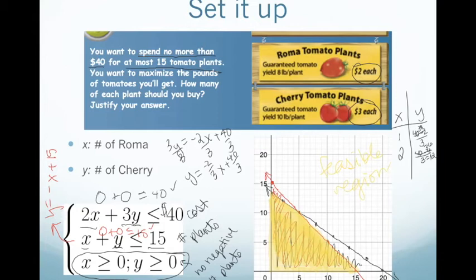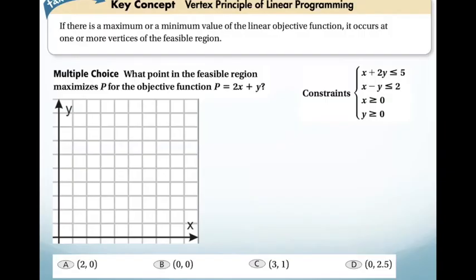Okay, so what do we do with that next? Well, once we have our feasible region, we can use a principle, the vertex principle of linear programming, which says that no matter what, our maximum or minimums have to happen at the vertices, at the corners. Okay, so in our last example, we had kind of this shape. Then our maximum number of tomato plants has to happen at one of those 4 corners. Okay, so let's give this other example a try, and then we'll return to our tomato plants.